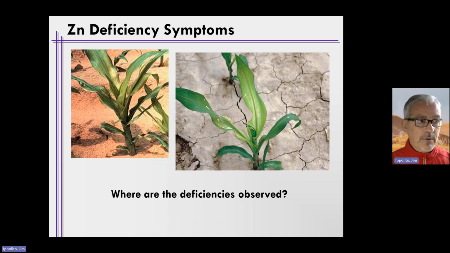So, with that stated, where are the deficiencies observed? They're observed in younger leaves. Interesting. So that tells you that zinc is immobile in plants.